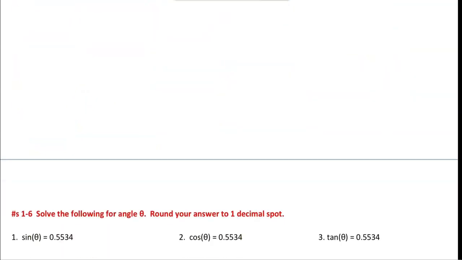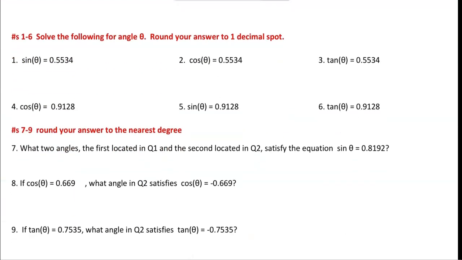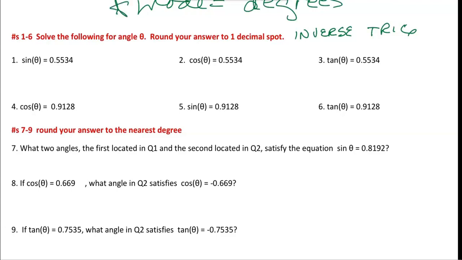Okay, let's go on to our problems. So here are some pretty easy ones. It's all calculator input. So it says solve for angle theta, round your answer to 1 decimal spot. So what you're basically going to do for all of these, so for 1 through 6, you're going to use inverse trig. Remember your mode. The mode is degrees for this entire thing. Everything's going to be degrees. And I want this particular problem solved to 1 decimal spot.